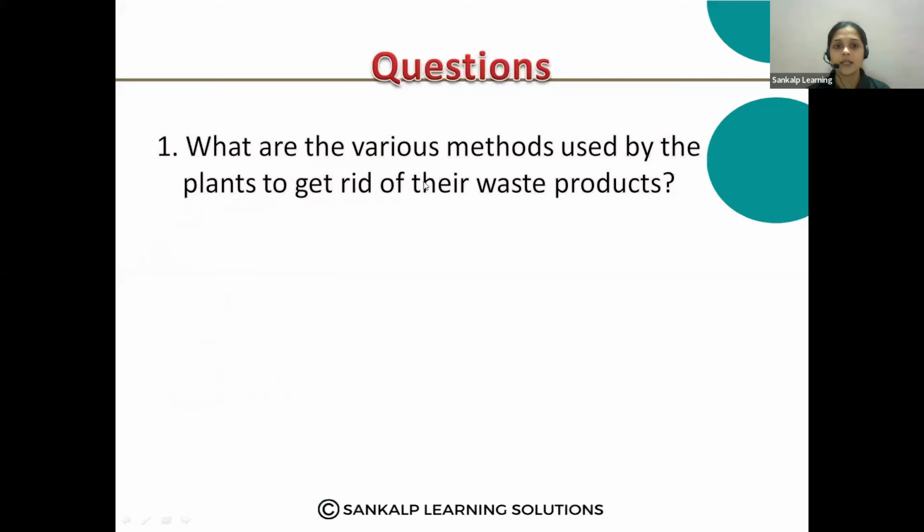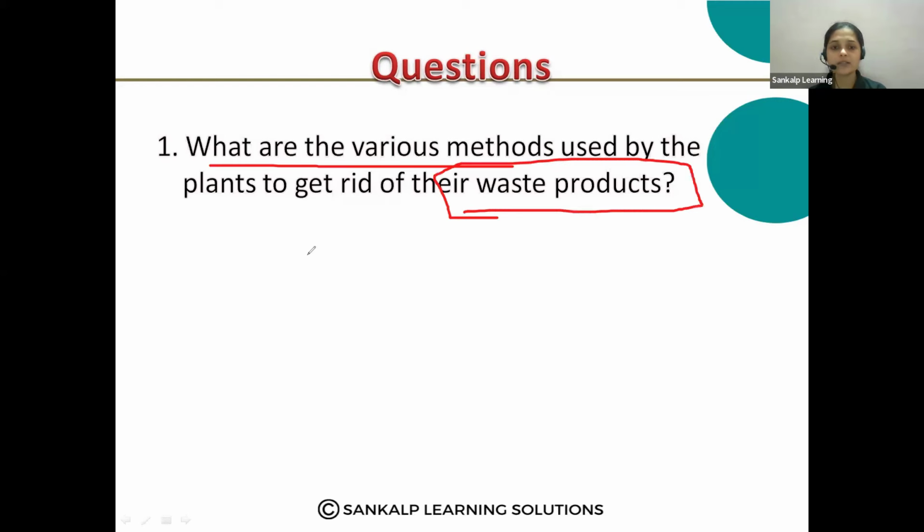Here is the first question. What are the various methods used by the plants to get rid of their waste products? This we have already discussed in the life processes chapter. While teaching that session, I discussed this also. What are the various methods used by the plants to get rid of their waste products?